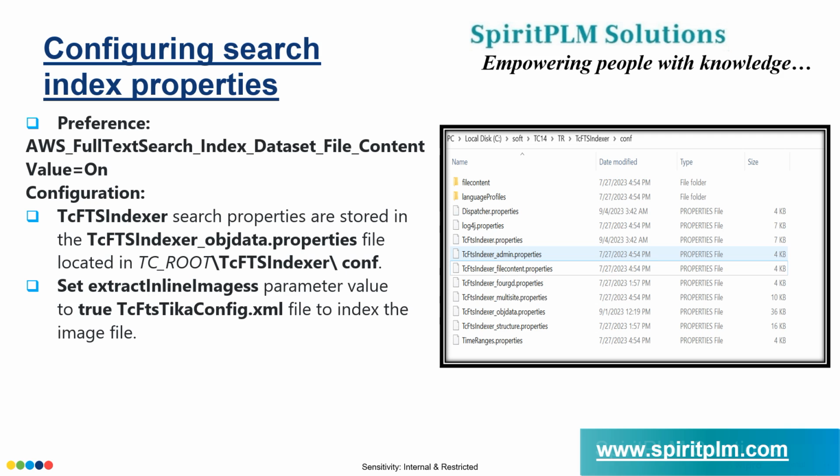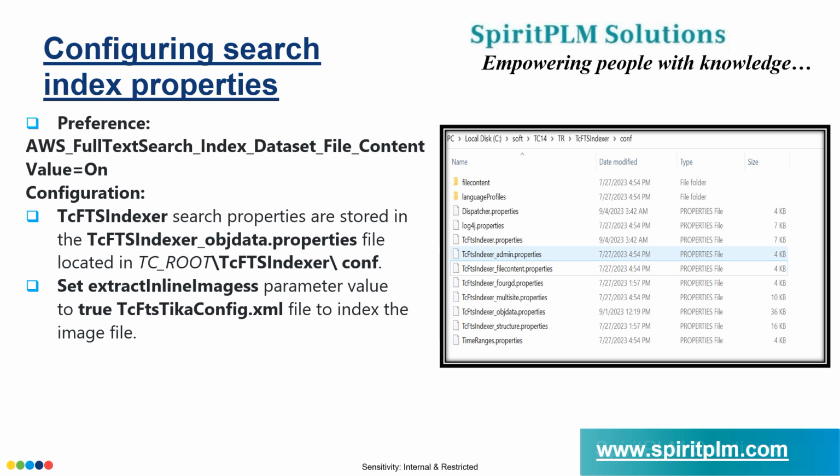dataset file. And if you want to configure the search properties, for example, if you want to search the data based on object data indexing or structured data indexing, how to configure it? At that time you need to use the TcFTSIndexer. In TC_ROOT there is the TcFTSIndexer, and it has a particular properties file called TcFTSIndexer_objdata.properties file.